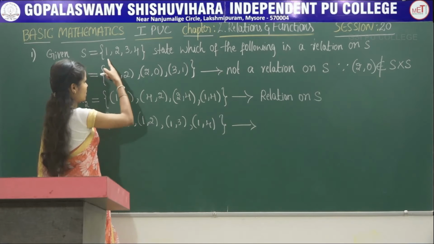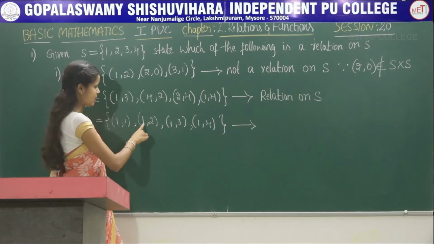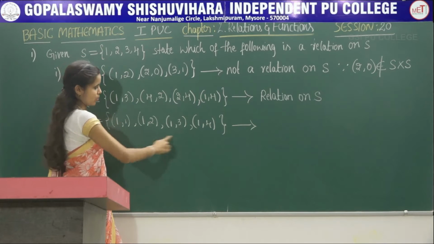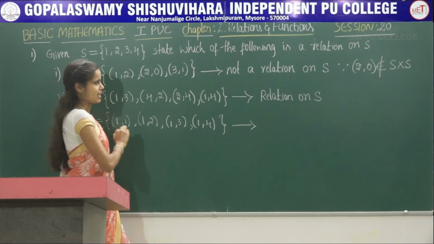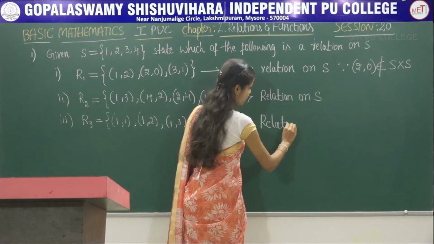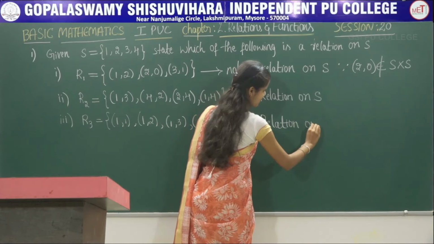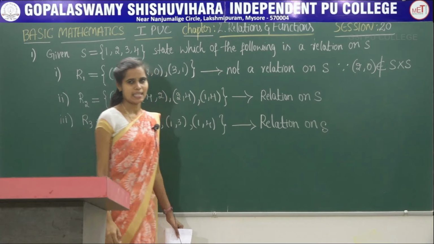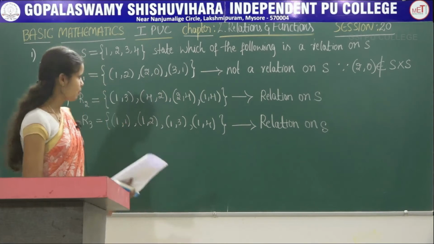So (1,1) belongs to S cross S. (1,2), (1,3), (1,4) also belong to S cross S. Therefore, R3 is a relation on S. Okay, so next problem.